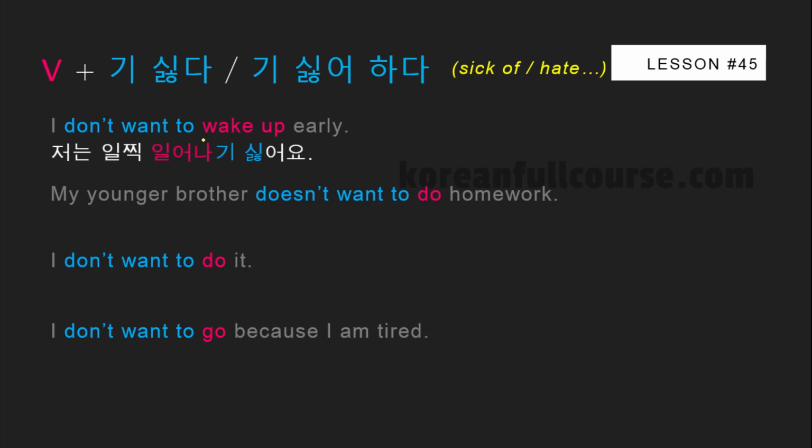I don't want to wake up early. 저는 일찍 일어나기 싫어요. You need to read this as 싫어요, not 싫어요, okay? To learn more about double 받침, you can watch a lesson number 5. Okay, the next sentence. My younger brother doesn't want to do homework. 제 남동생은 숙제를 하기 싫어해요.